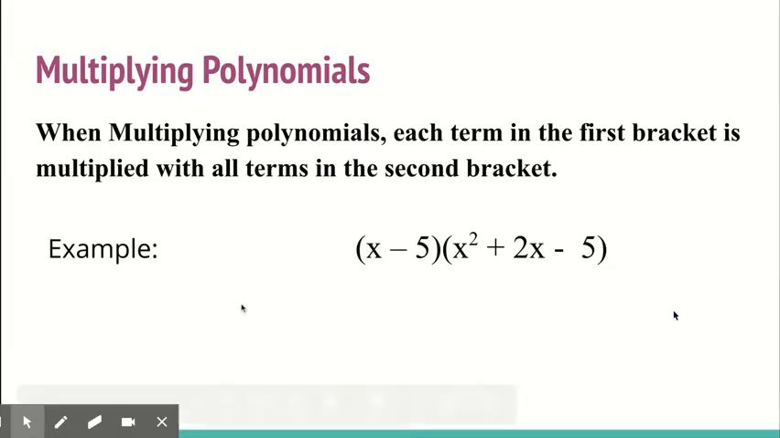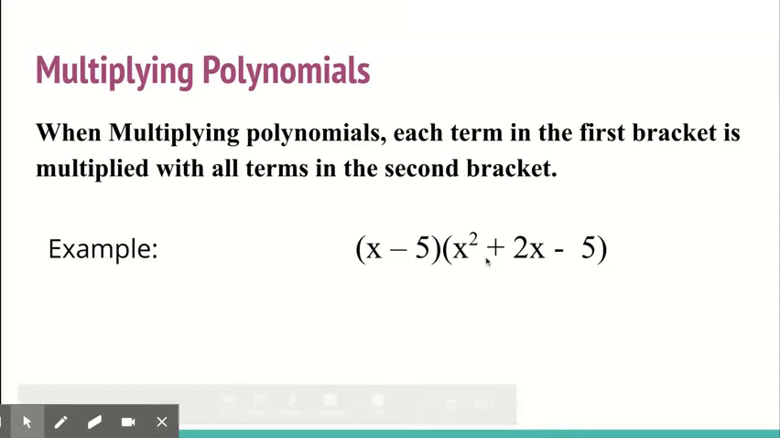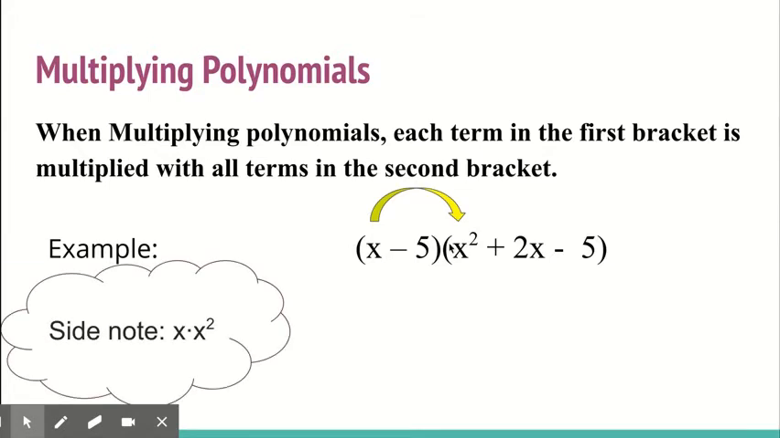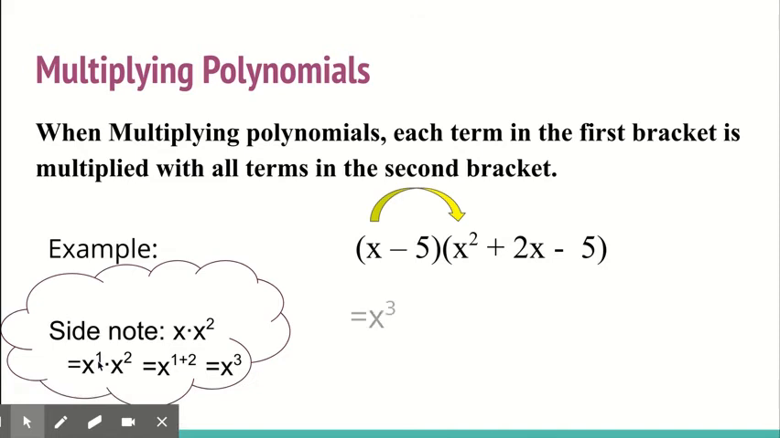So for example, my first bracket is x minus 5. My second bracket is x squared plus 2x minus 5. So the first thing I'm going to do is multiply each term in this first bracket by every term in this bracket. So the first one I'm going to work with is the x. I'm going to multiply it to the x squared first. Remember, when we're multiplying two variables with exponents, we add the exponents. Remember, there's an imaginary 1. So we add the 1 and the 2, and we're going to get x to the power of 3.